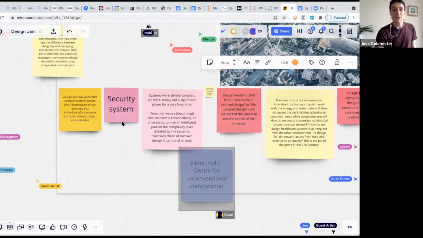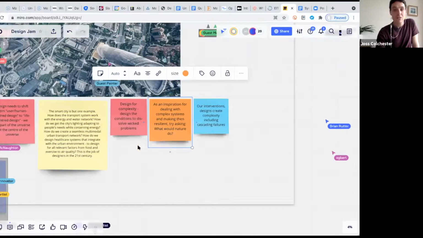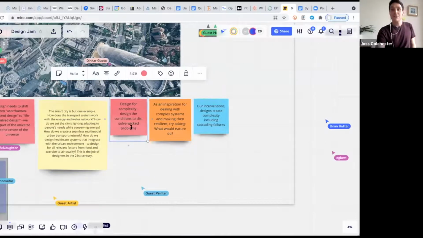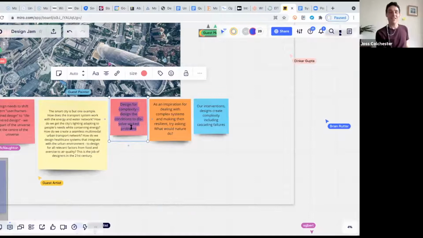Okay, so design for complexity, design the conditions to dissolve wicked problems. Is this you, Joanna, dissolving wicked problems? Yep. That's, you know me. Do you want to say a word about designing? Maybe other people don't know about dissolving problems. You might want to share that with them.